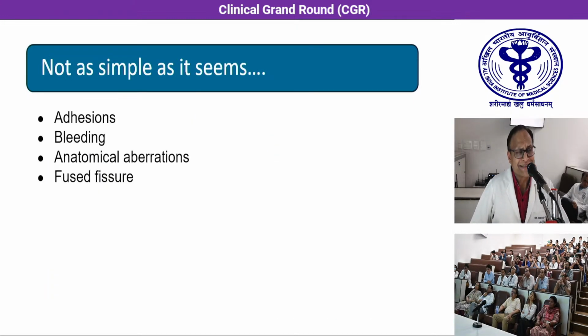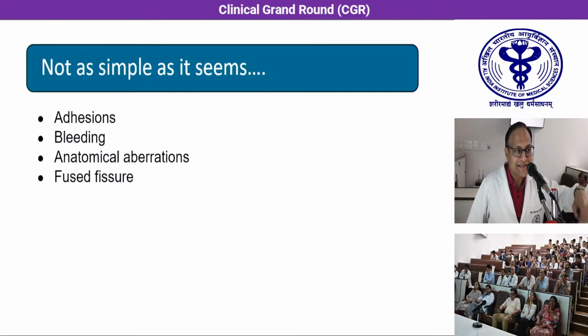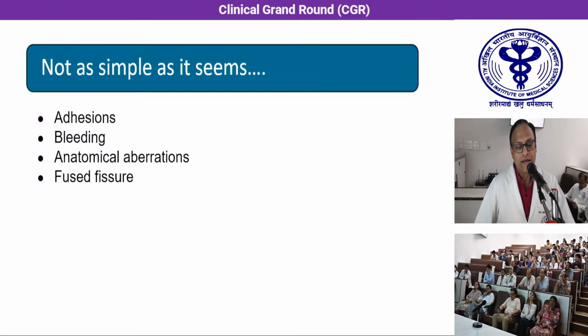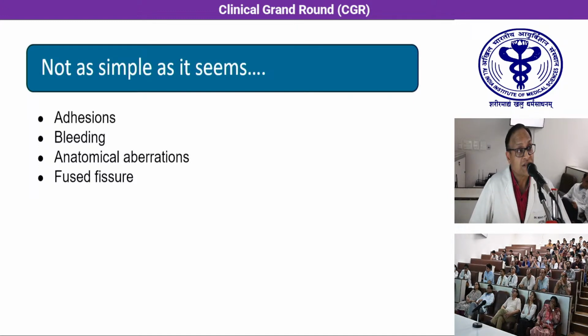It's not as simple as it seems. It's not that we go inside, we chop off that part and we come out. There are problems because it's a chronic inflammatory condition. The lung may be adhered to the chest wall. We don't get any space, even though the lung is deflated. It is stuck to the chest wall. We work very close to the heart and large blood vessels, so bleeding is a problem. There may be anatomical aberrations, and the fissures may be fused, maybe congenitally, maybe because of inflammation. And then we lose orientation, whether it's the upper lobe or middle lobe or lower lobe.